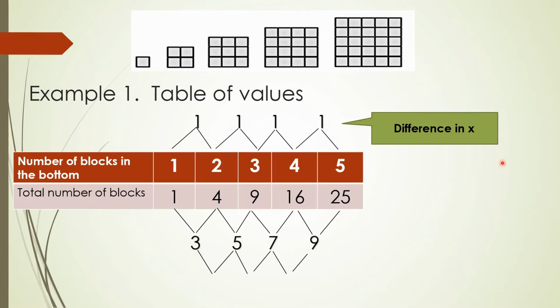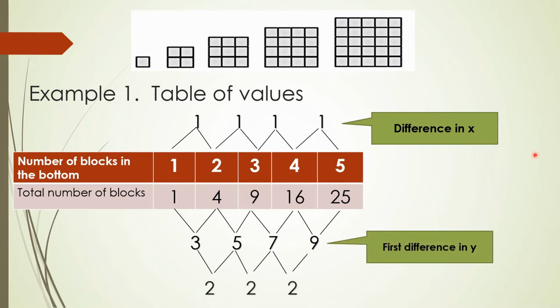Okay. How about the total number of blocks? The difference of 1 become 4 is 3. We just add 3. Then 4 become 9, add 5. 9 becomes 16, add 7. 16 become 25, so you just add 9. So the difference is not the same. If you have like that, you get the second difference. So the first difference in y are 3, 5, 7, and 9, and they are not the same.